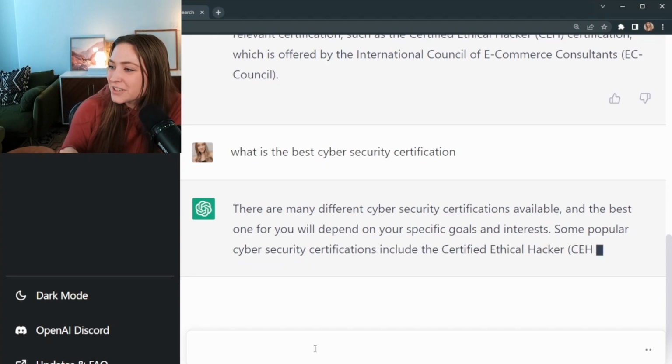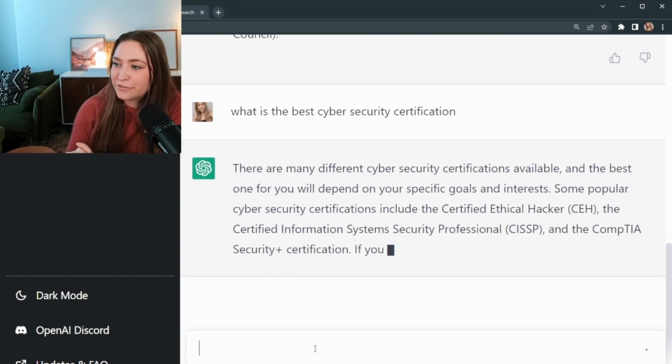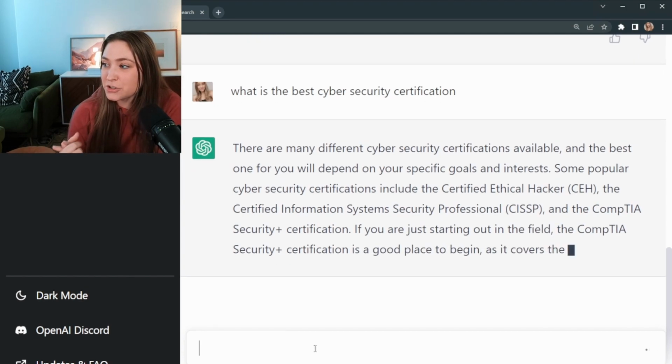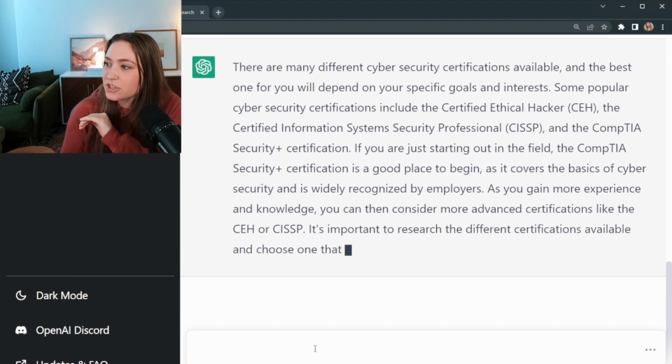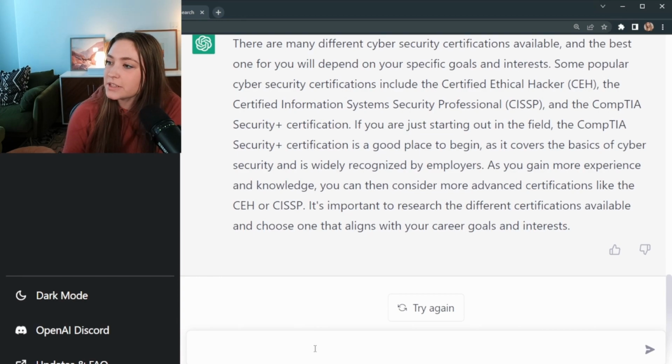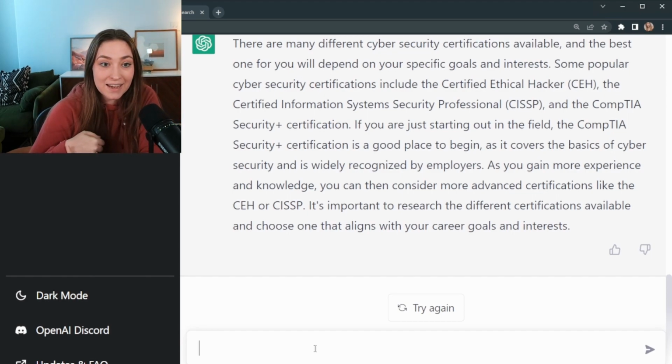Okay. There are many different cybersecurity certifications available, and the best one for you will depend on your specific goals and interests. Some popular cybersecurity certifications include the CEH, the CISSP, and the CompTIA Security+ certification. If you are just starting out in the field, the CompTIA Security+ certification is a good place to begin, and it covers the basics of cybersecurity and is widely recognized by employers. As you gain more experience and knowledge, you can then consider more advanced certifications like the CEH or CISSP. It's important to research the different certifications available and choose the one that aligns with your career goals and interests.